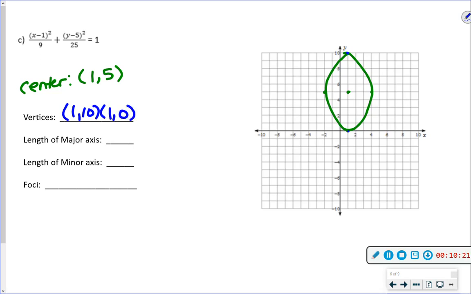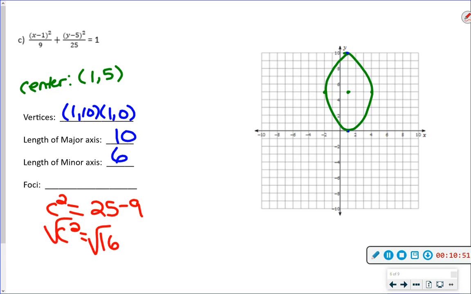What is the length of your major axis? 10. 5 up, 5 down, total of 10. Minor, how wide? 6. 3 left, 3 right. And now we're going to do some work. Okay, foci, our c squared equation. Now, again, I'm not going to be like, oh my gosh, well, a squared, b squared, which is it? No, common sense. We're going to subtract. I'm going to have to start with the 25 minus 9. Oh, I like this one. What's 25 minus 9? Hey, square root of 16 comes out nice, plus or minus 4.